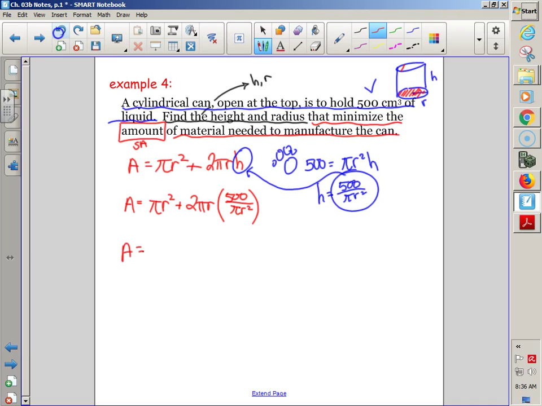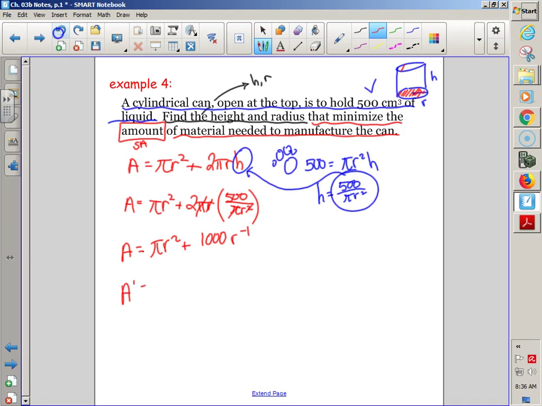Because rewriting, look, no prime. Can't I cross off a pi? Can I simplify an r? Right? And I end up with 1,000 over r. If I'm going to make it r to the negative 1, why? Because I love myself a little too much sometimes, but do you like yourselves? Hopefully. Make it easy. Now derive.